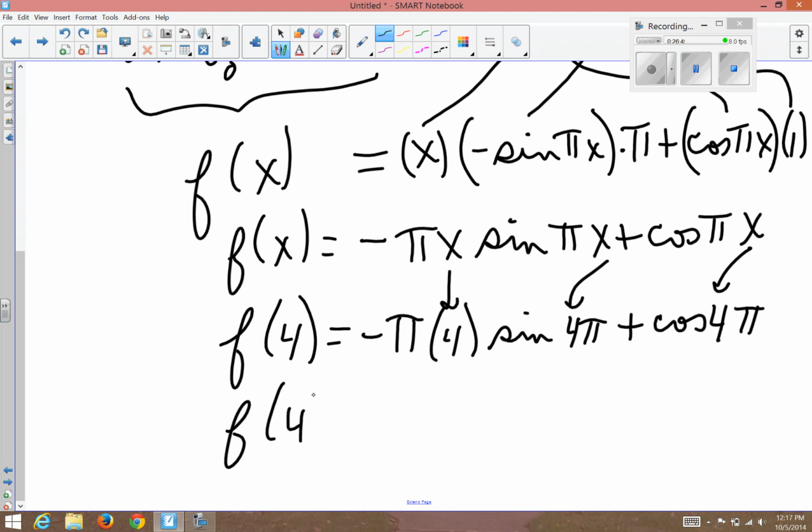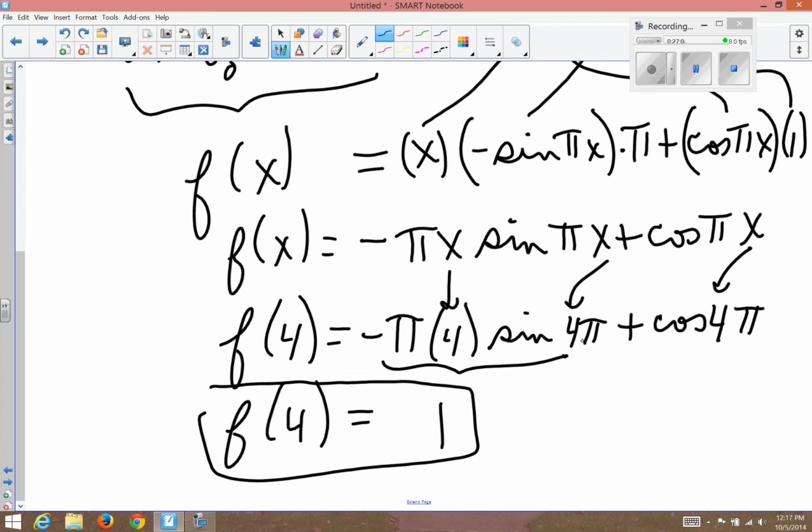F of 4 equals, I think the sine of 4 pi is 0. So this is 0. And the cosine of 4 pi would be 1. And you're done. Because it's 0 plus 1.